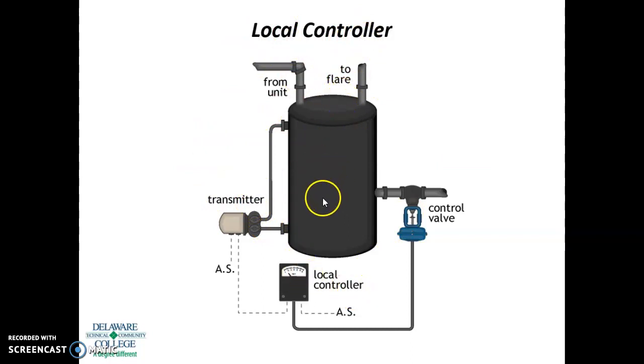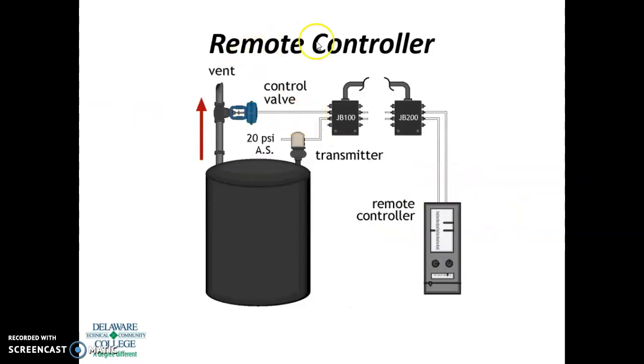This may be used, for instance, as a controller when you're doing a knockout drum to a flare tank. So this is separate, and again, if you have a plant that doesn't have a DCS system, you may see this. Okay, the remote controller is another controller that is actually just in another place, standalone.